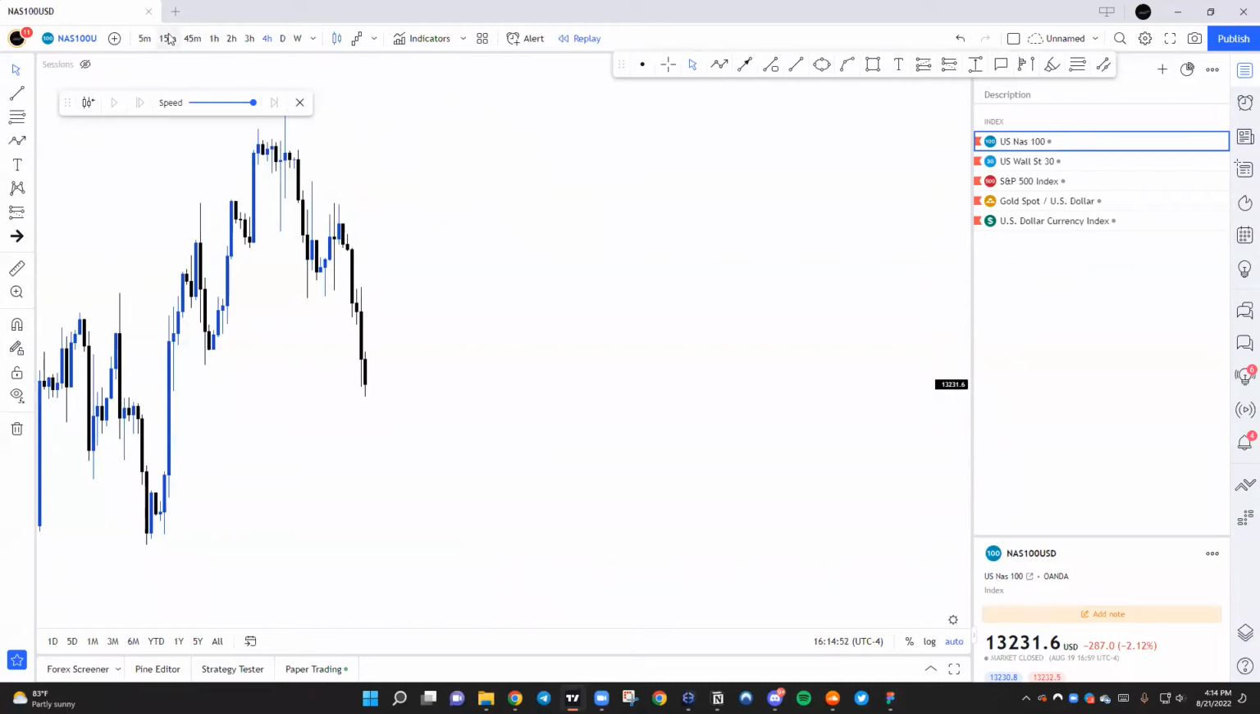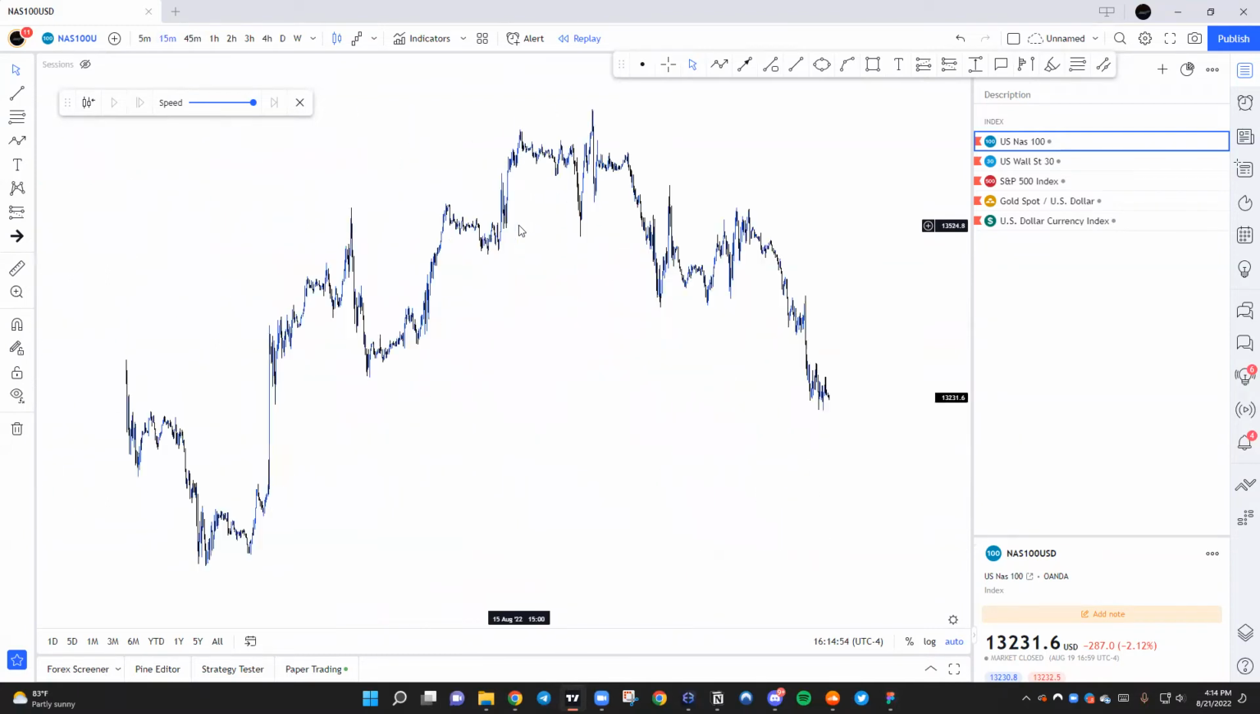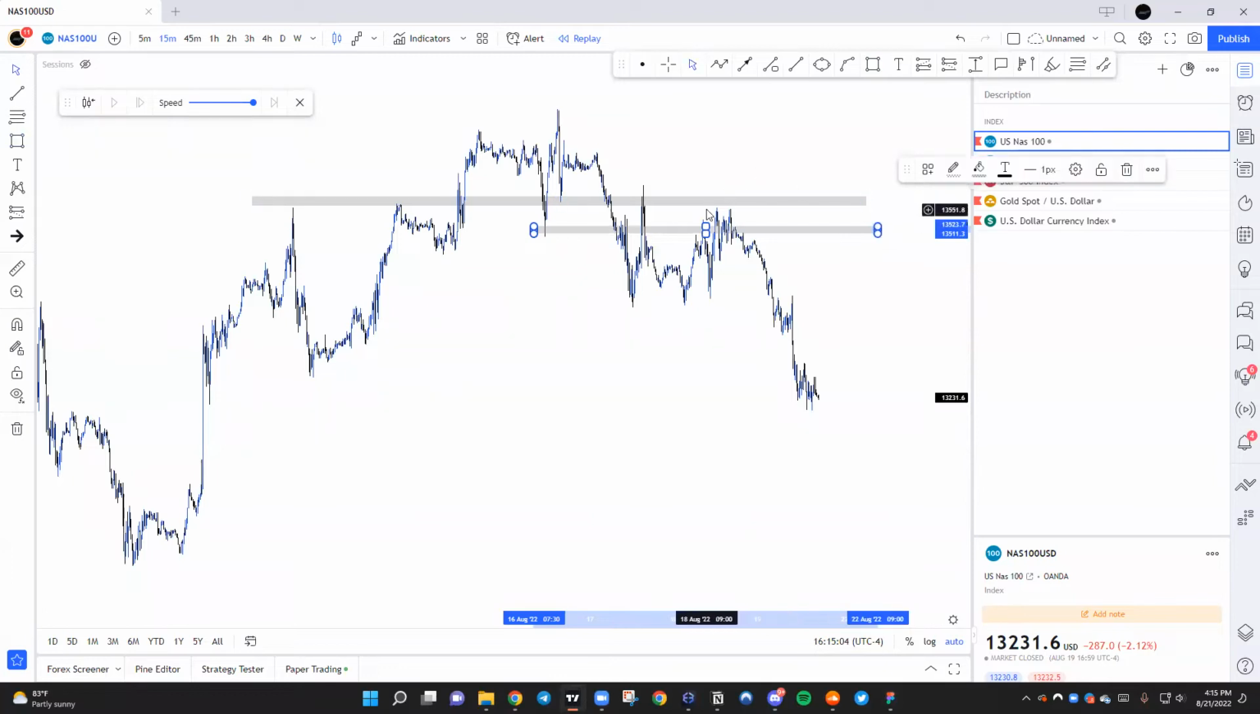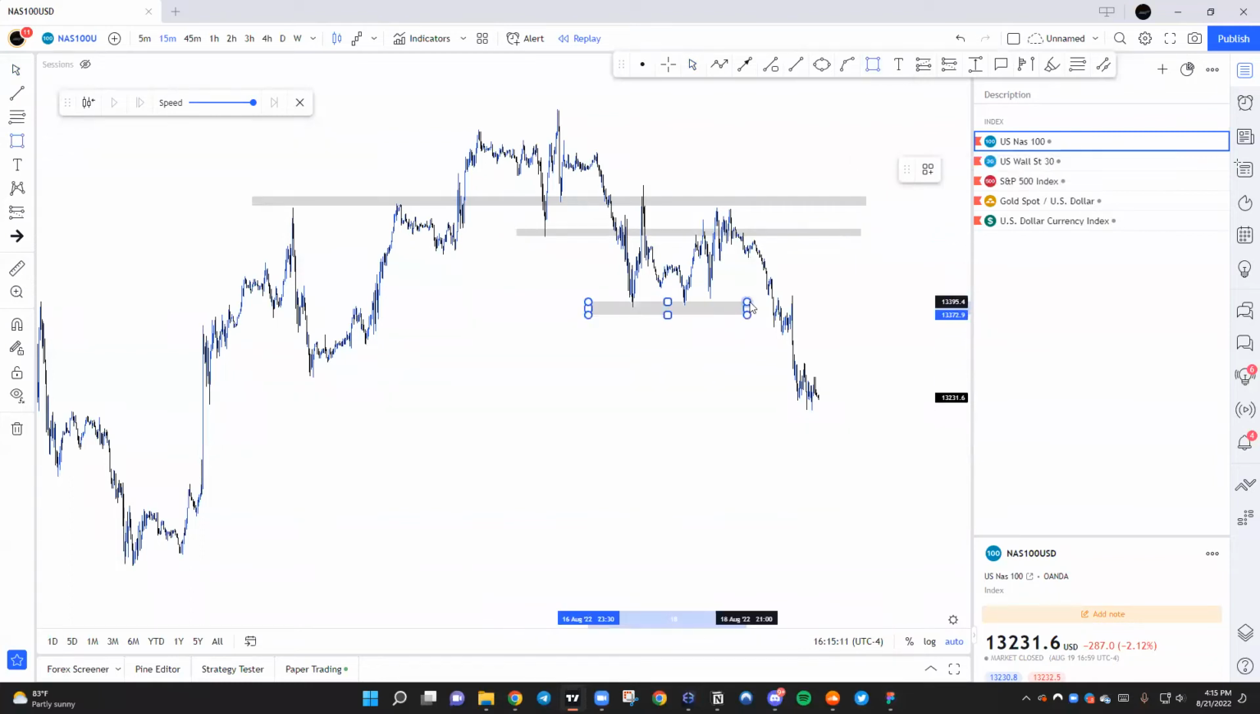But I can do it on a 15. Just scaling out, you can still see the same thing. You can still see that this was a resistance level. This was a low. This was lows. Still see the same thing.